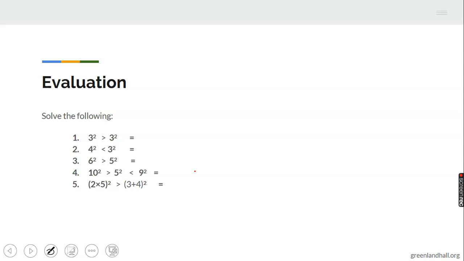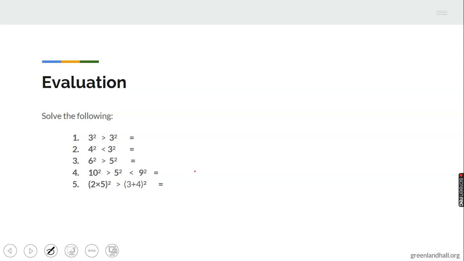Look at this other one. 6 square, 6 raised to power 2 greater than 5 raised to power 2. The answer is what? Look at number 4. 10 raised to power 2 greater than 5 raised to power 2 less than 9 raised to power 2. You see, greater than here, less than here. Okay, you calculate that.